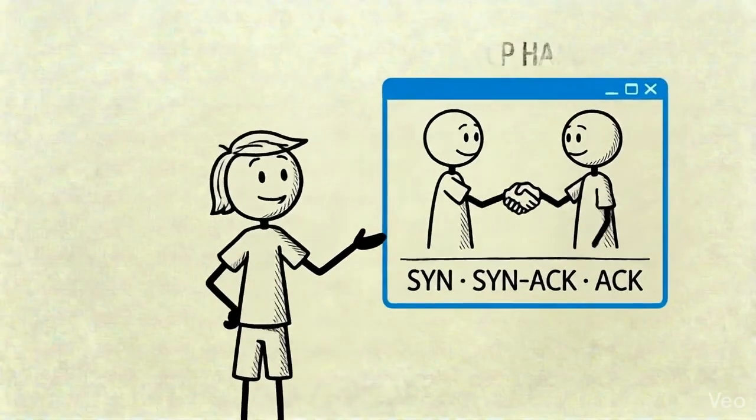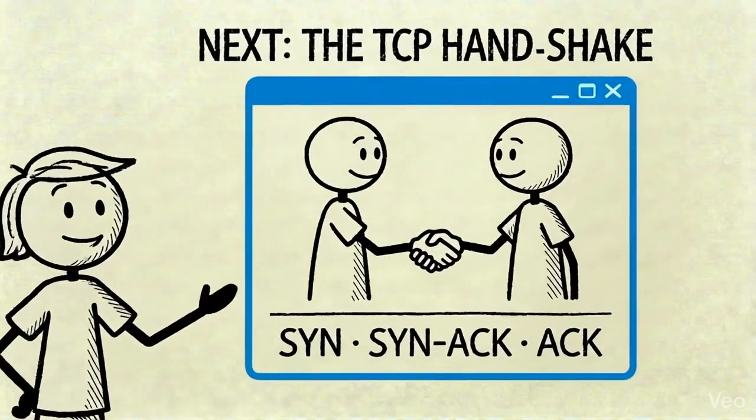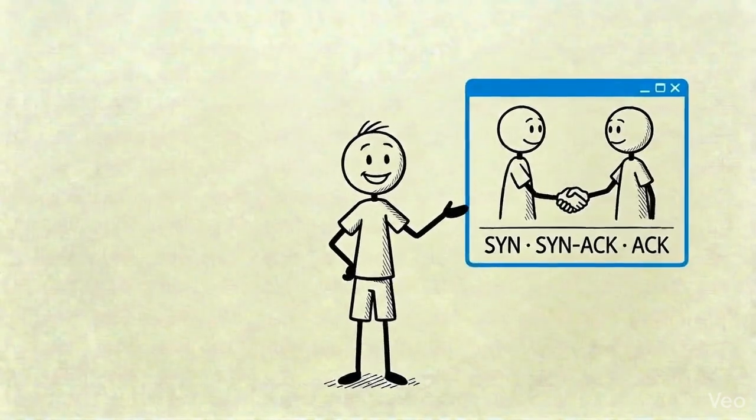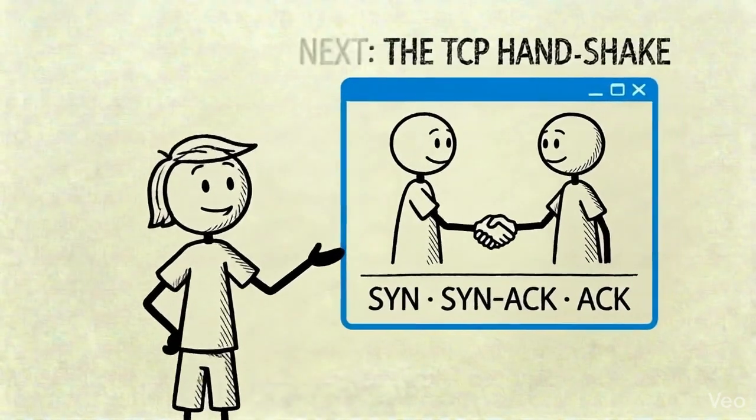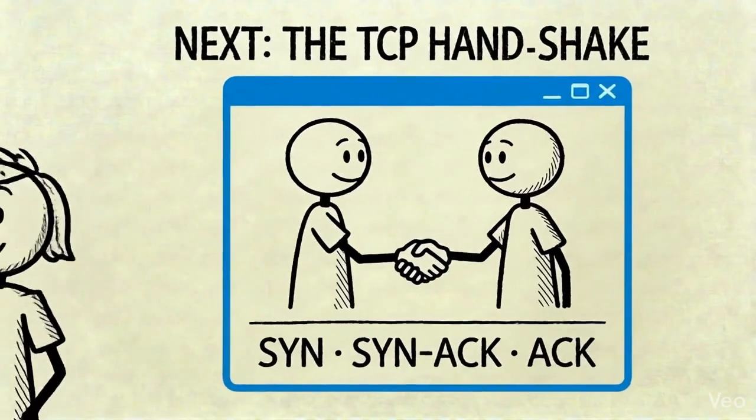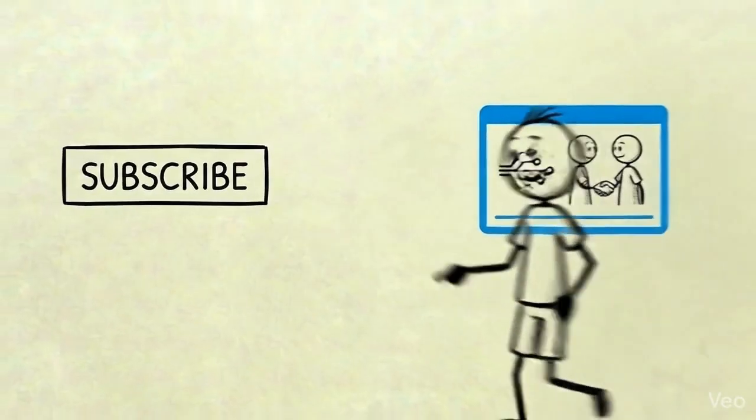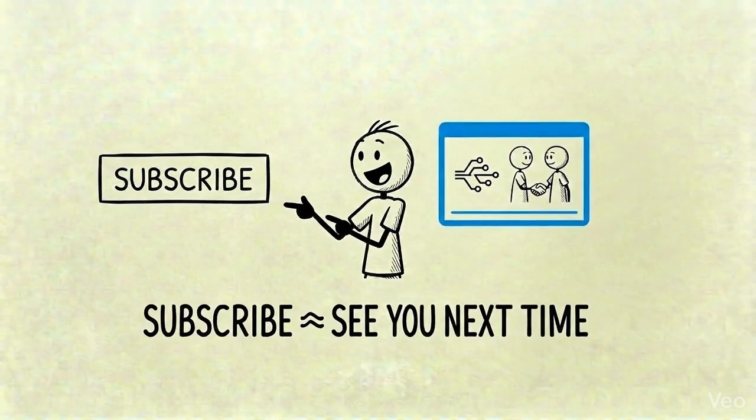Next up, we're going one layer deeper into the three-way handshake itself. SYN, SYNACK, ACK, plus how TCP windowing and sequence numbers keep your data in order. It's a guaranteed exam favorite and it builds straight on everything you just learned.